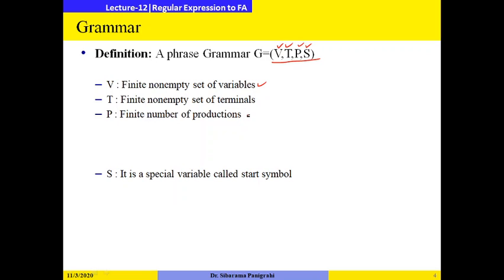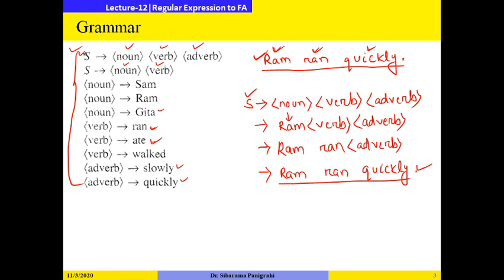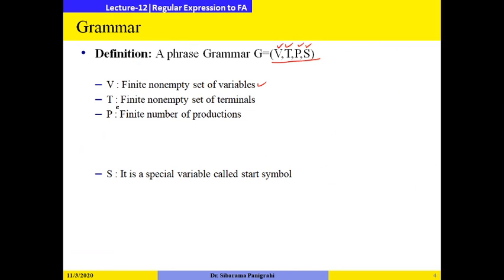Let me go through the previous example. In this example, what are the variables? These are the symbols which appear on the left and right hand side of a production, which is of the form alpha gives beta. Here S is a variable, noun is a variable, verb is a variable, adverb is a variable. Usually the variables are represented by capital letters.